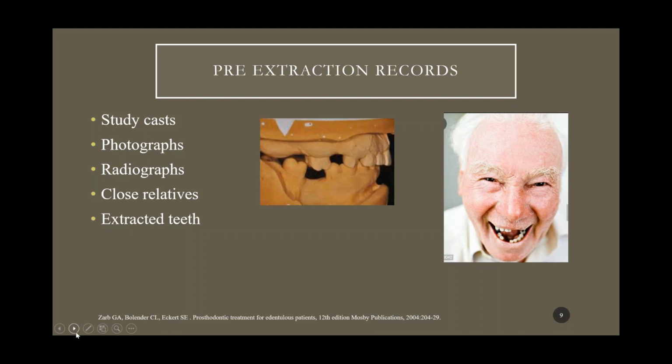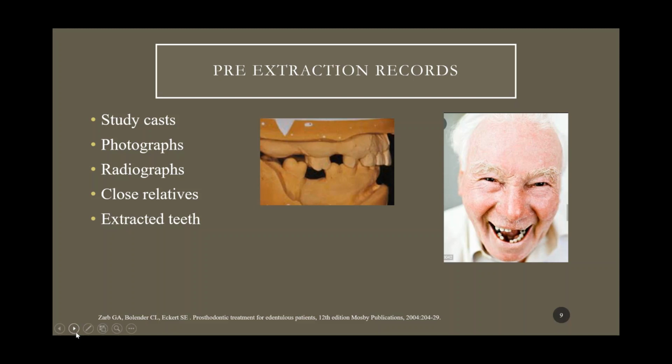The next one is the pre-extraction photographs. In this, we take various angulation photographs of the patients and then we can use that for teeth selection. This method is useful to determine the size and outline of the teeth, and they can also help in determining the placement of the anterior teeth and the lip support.